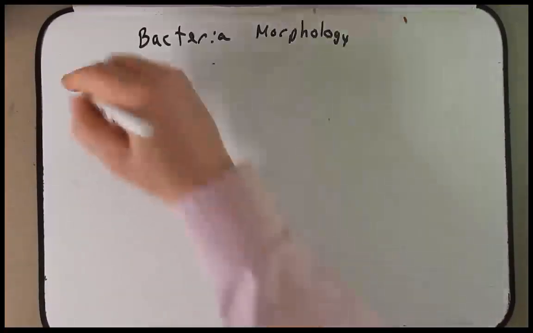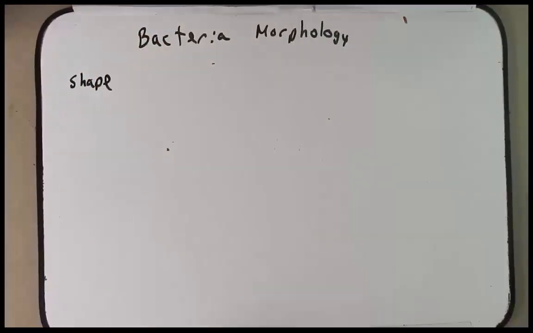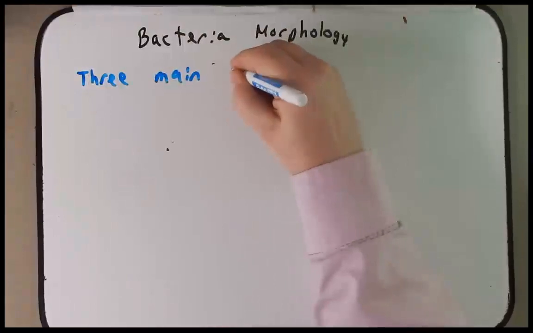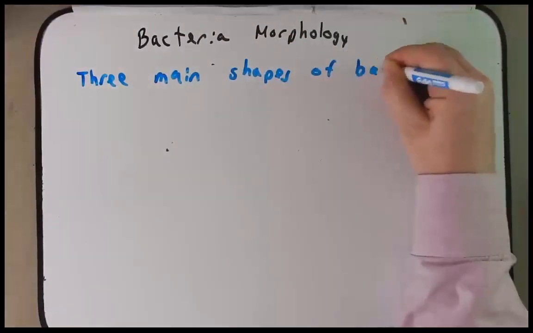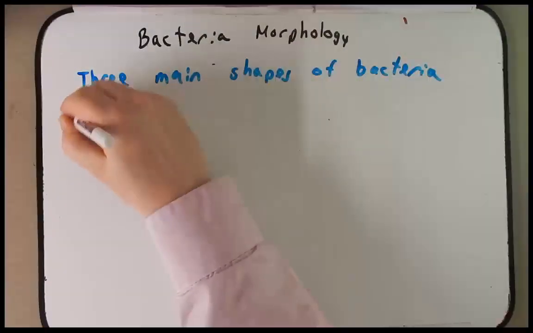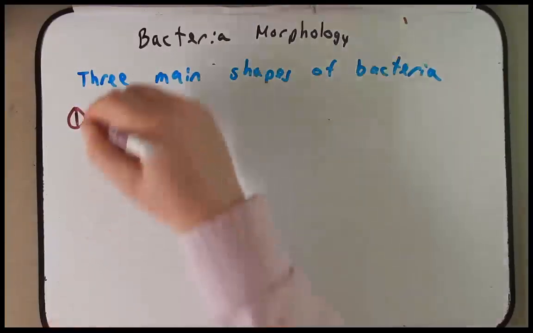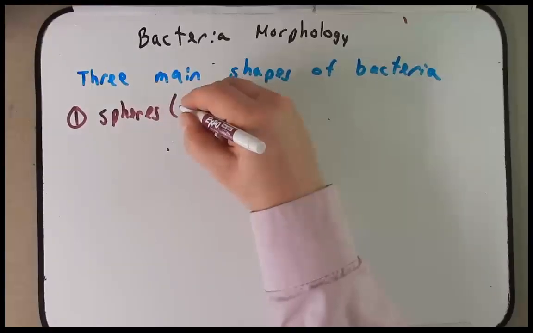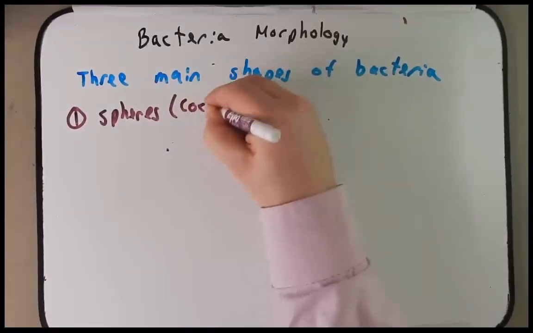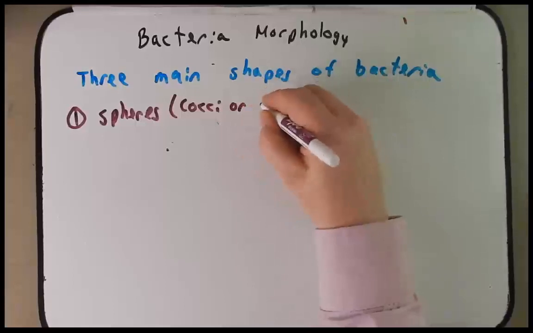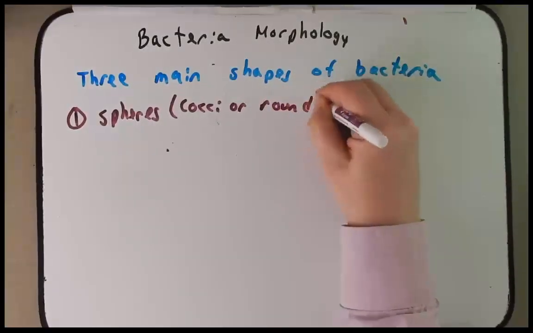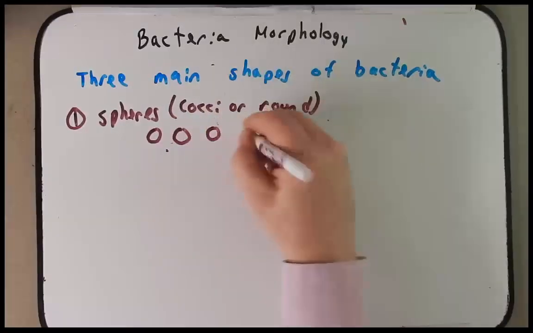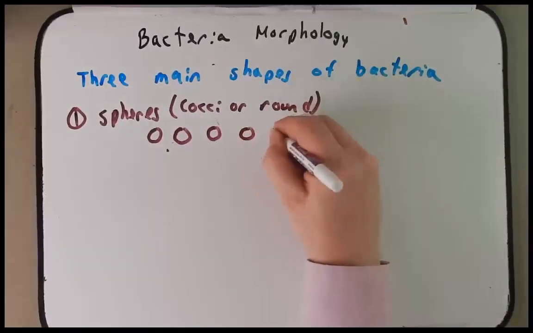The next thing I want to do is talk about shape, the general shapes of bacterium. So next I want to talk about the three main shapes of bacterium. The most common of shapes for bacteria are spheres. Another way to describe spheres is to call them cocci, or sometimes we call them round. So they might look something like this, as you would expect something sphere-like or round-like.